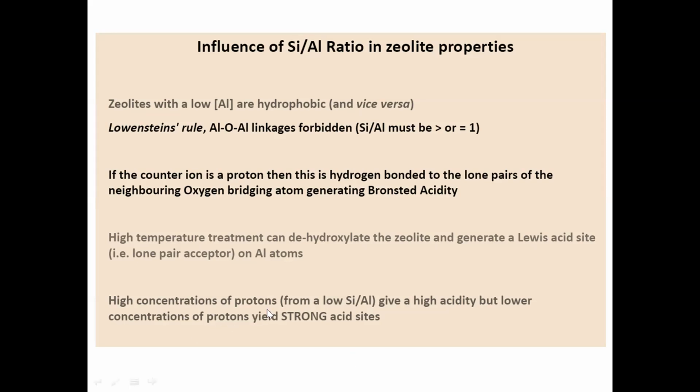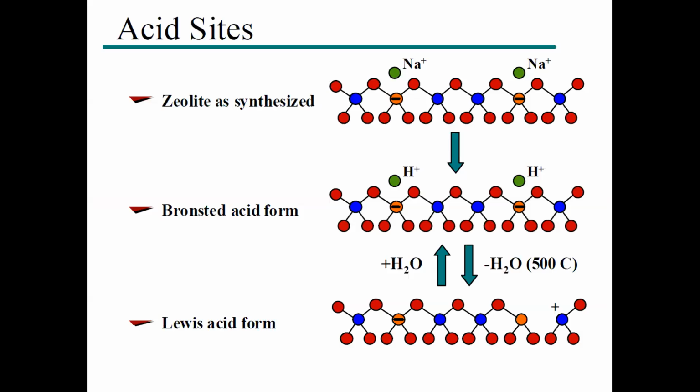Now, high concentration of protons gives rise to high acidity. If you have a lot of aluminum, you will have a large amount of protons, and it is highly acidic. But if you have low concentrations, then you have stronger acid sites, okay, because its ability to release protons increases. So these are the acid sites.